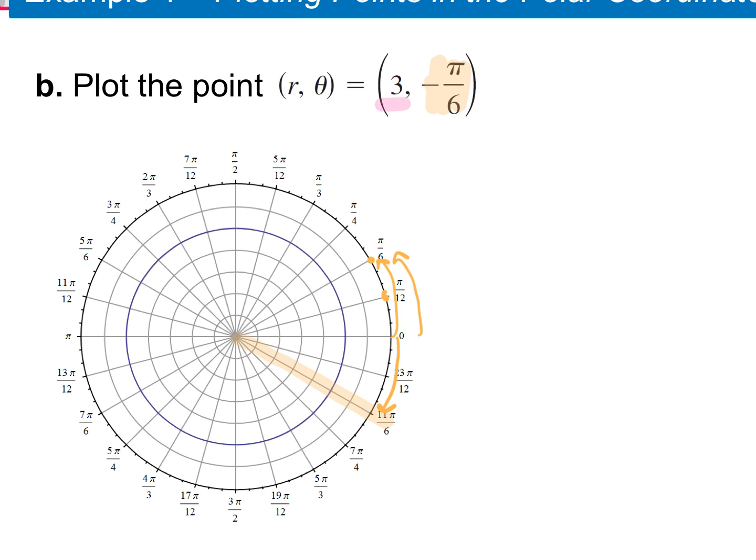And then since r is 3, we go 3 units from the pole. So if we start at the center, we're going to go out 3. So 1, 2, 3. So this would be our point P.